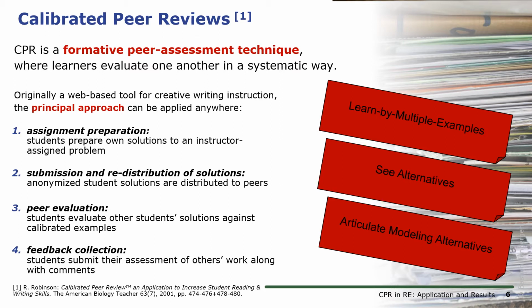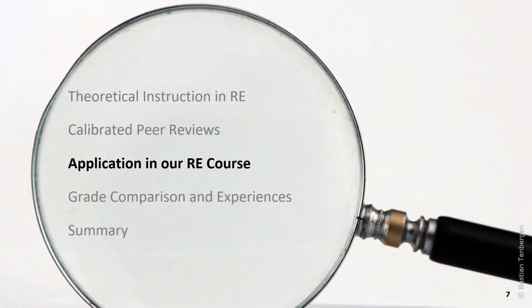And by being exposed to not only the calibrated examples, but other students' solutions, they not only get to look at exactly one solution, they get to look at many different ways of solving the same assignment sheet. So this, in our opinion, reintroduces some of the collaborative atmosphere that was lost during remote instruction. So how did we do this in our course?